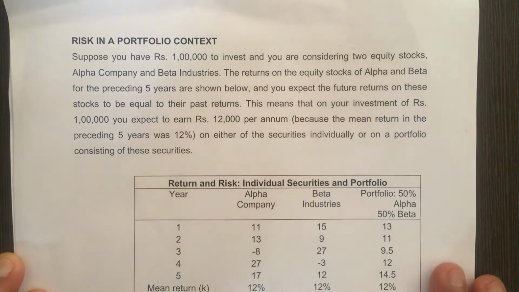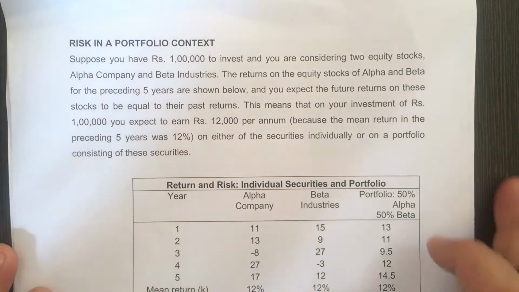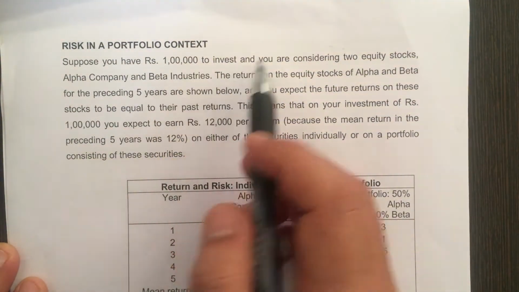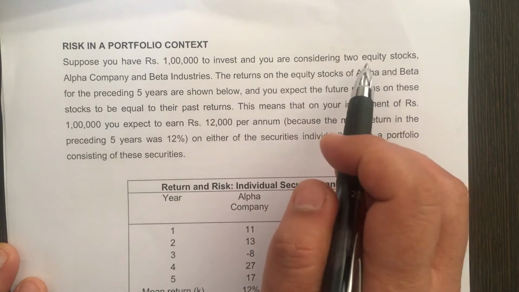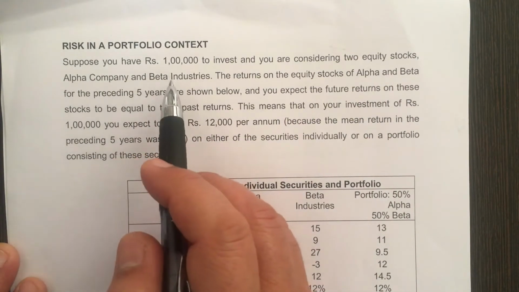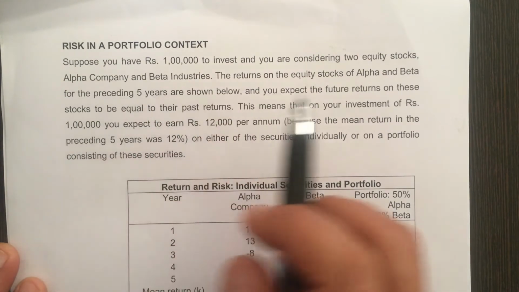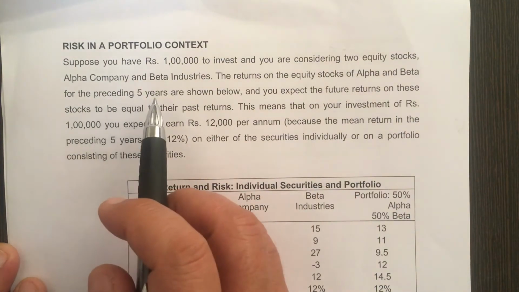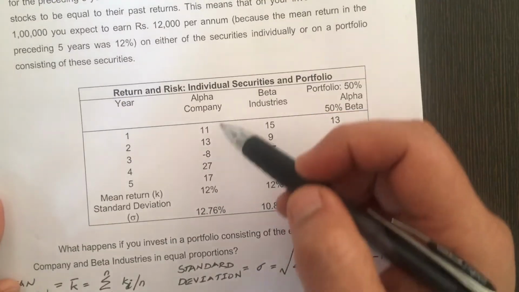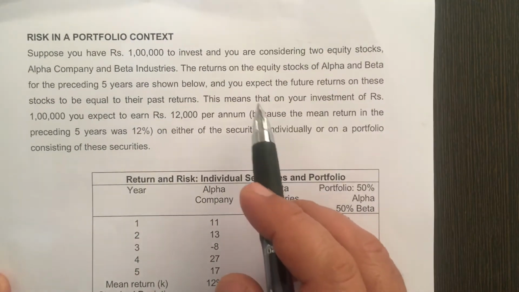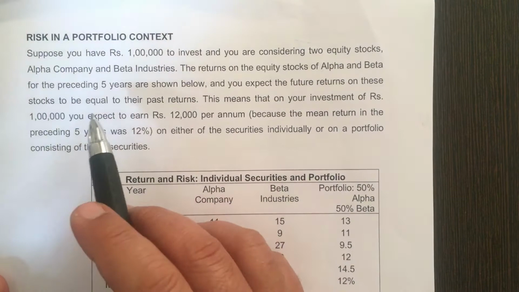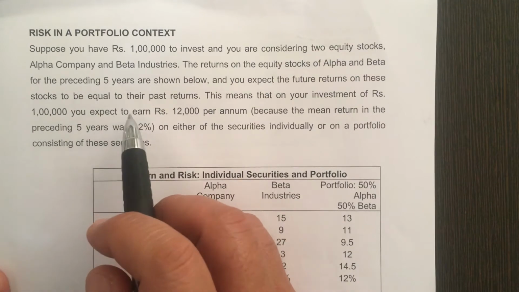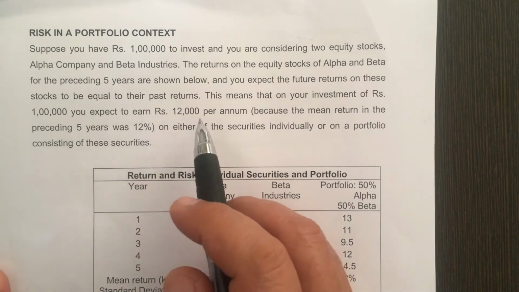To answer this question, let us consider this example. Suppose you have 1 lakh rupees to invest and you are considering two equity stocks, Alpha Company and Beta Company. Let's just say A Company and B Company. The returns on the equity stocks of A and B for the preceding 5 years are shown below. And you expect the future returns on these stocks to be equal to their past returns. That means that on your investment of 1 lakh rupees, you expect to earn 12,000 per annum.